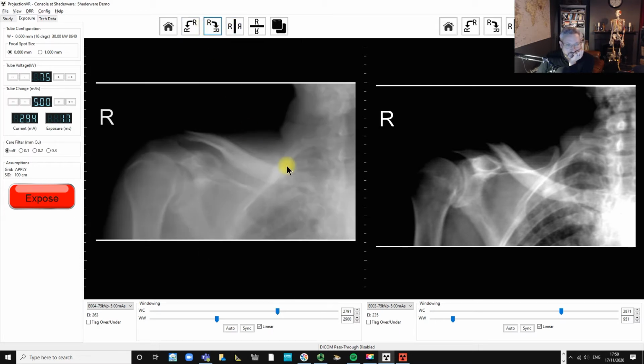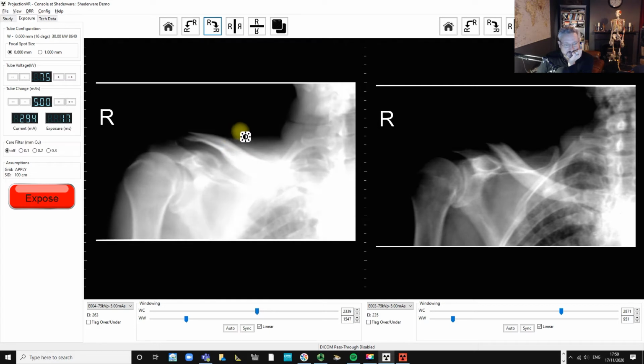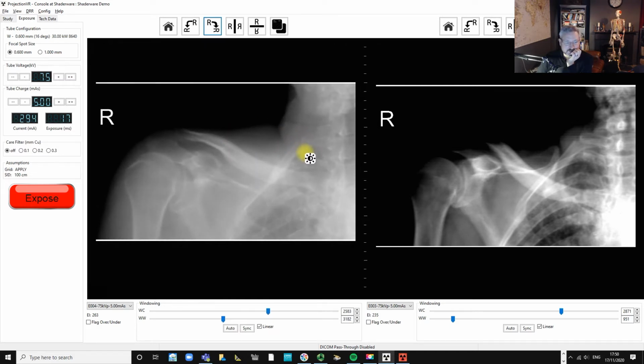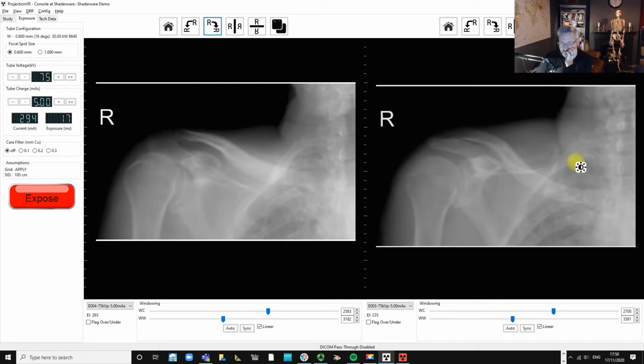Clicking the wrong button there. So what we're looking at here now is an angled projection. So we're projecting the clavicle so it looks a bit straighter. Instead of being S-shaped, it's now slightly straighter. And we're seeing it from a slightly different angle.